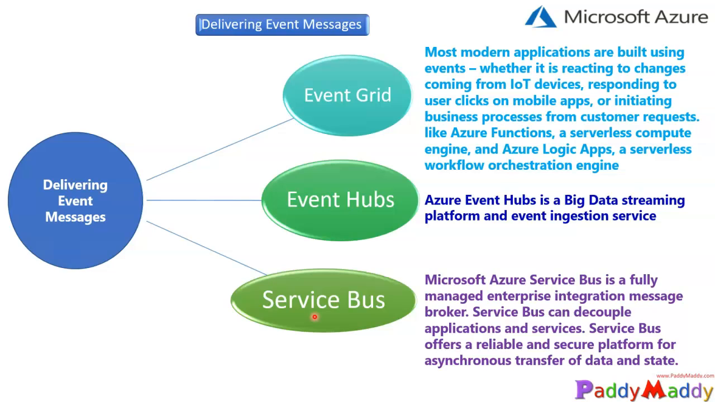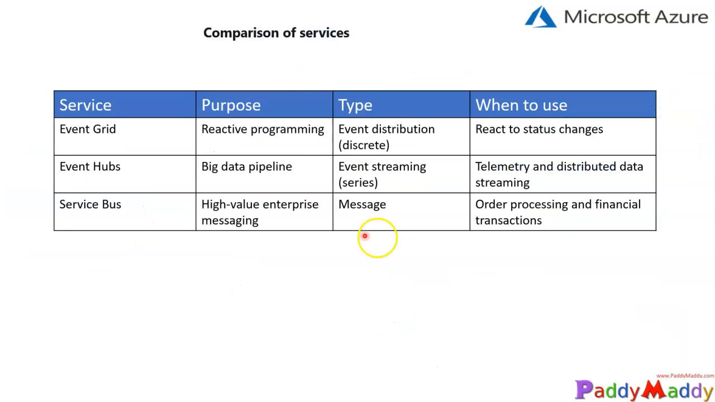When to use it is definitely order processing and financial transaction specific. You're going to use this for, for example, OTPs and all that. So let's have a consolidated comparison of the purposes. Event Grid offers reactive programming and the type is event distribution, and this is where we are going to use the reactive status messages. Event Hubs would be the big data pipeline for streaming of events.